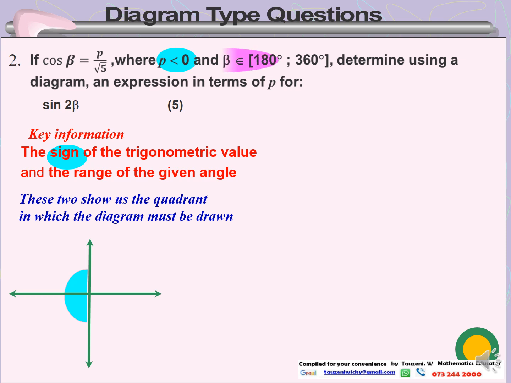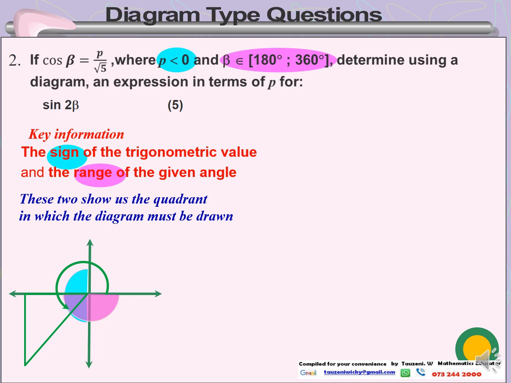What else do you need? You need the range of the angle. The angle is from 180 degrees up to 360 degrees. That range covers two quadrants, quadrant 3 and quadrant 4. Out of the quadrants that have been given here, I must choose one quadrant that satisfies both conditions. The quadrant must be one in which cos is negative, and it must be between 180 and 360, and that is quadrant 3. In the third quadrant, you draw a triangle.